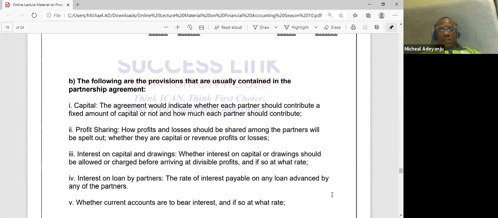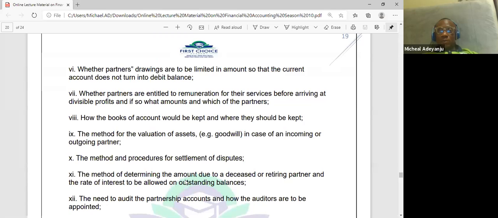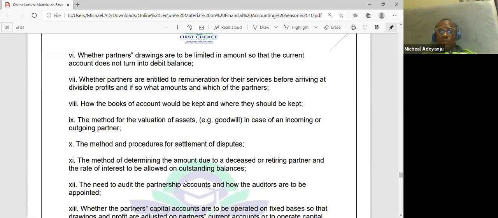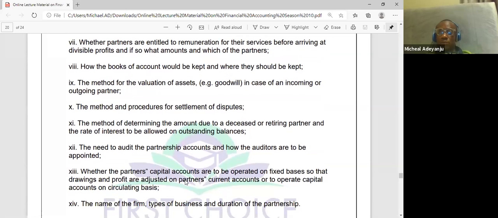So what does the document contain in a partnership agreement? We have your capital, your profit sharing, your interest on capital and drawings, your interest on loan, whether the current account is to bear interest or not, the limit amount of partners' drawings, methods by which they want to be valuing their assets, how to determine new auditors, and so on and so forth. There's so much.